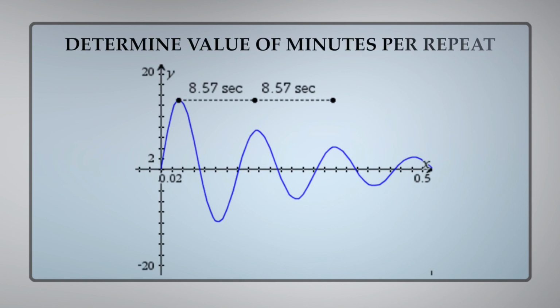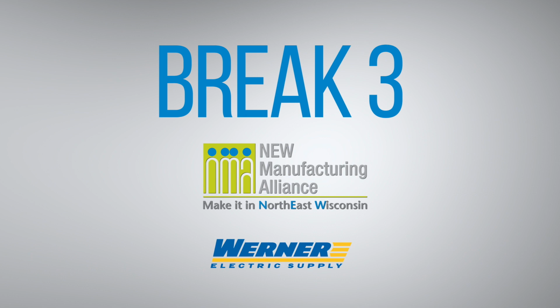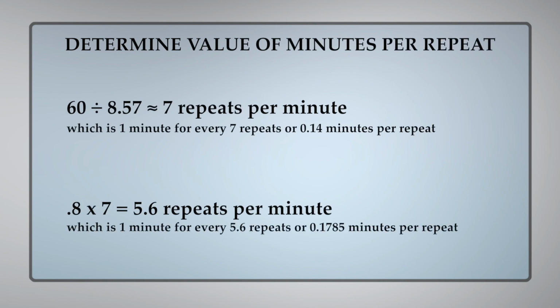Refer to Figure 2 and determine the number of minutes per repeat, knowing that one repeat is equal to one peak-to-peak measurement. What value would you suggest setting the integral to? Given the 8.57 time constant between peaks, the minute per repeat value would be 0.14. Using our corrective rule of thumb, we would actually use 0.1785 minutes per repeat as our integral.